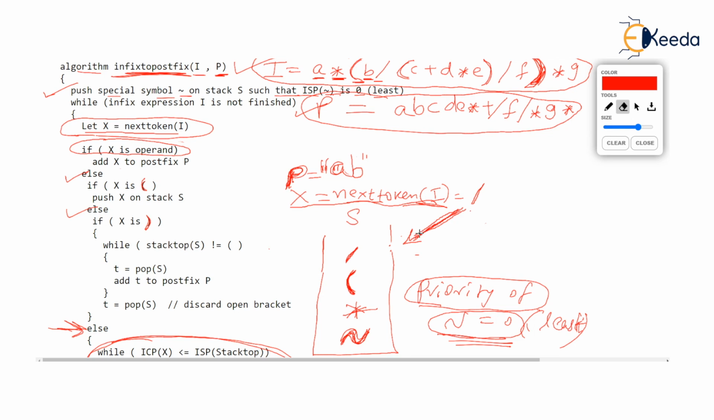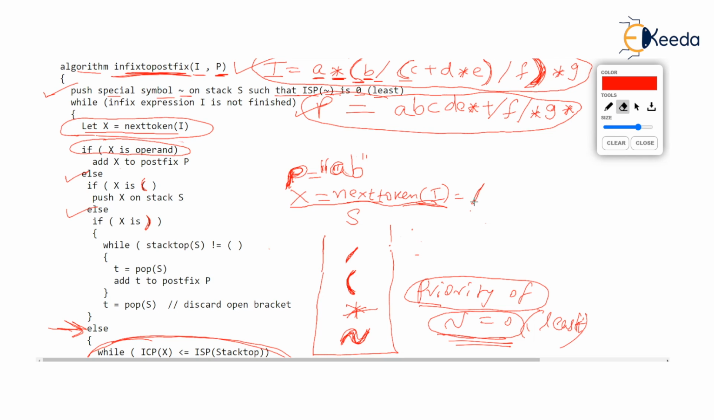What's the next token? After slash, we have again open bracket. Watch it out. After slash, check the cursor, we have open bracket. Now, open bracket is an operator. Is it? Just check this.